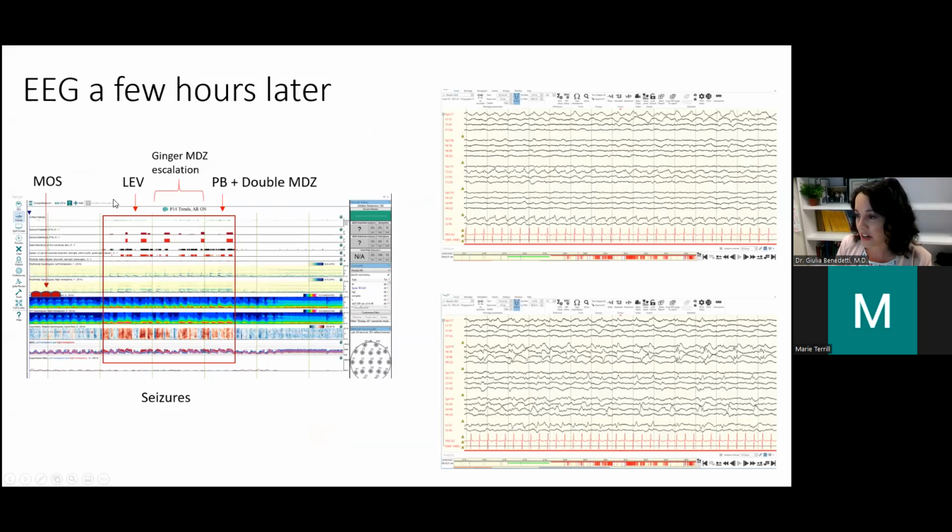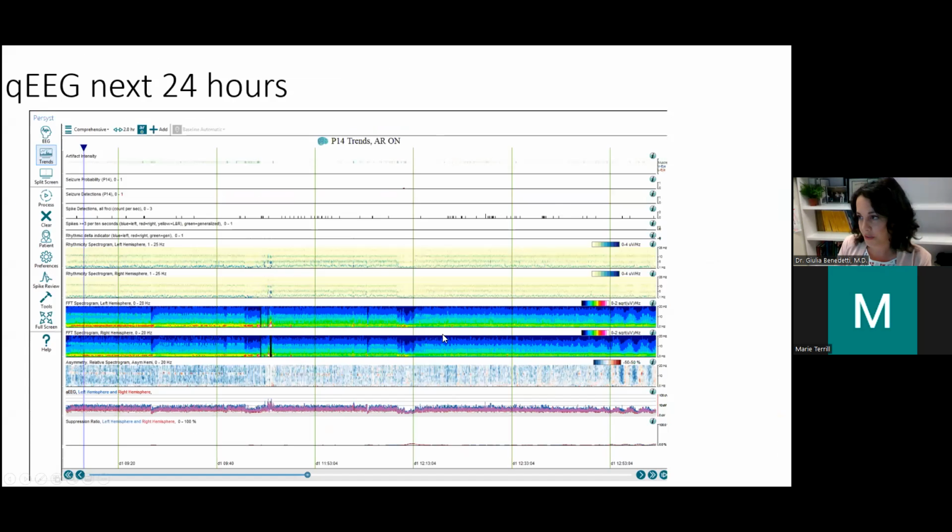Shortly after those started, she started having clinical seizures. So these are marking her seizures. She was treated with multiple medicines, eventually giving phenobarbital and doubling the midazolam infusion, which resolved the seizures, and the macroperiodic oscillations went away. She did well for the next 24 hours, but you can see these oscillations start to come back.